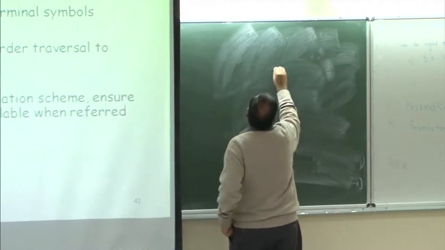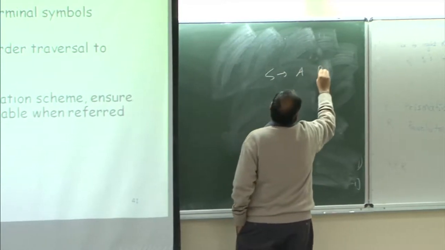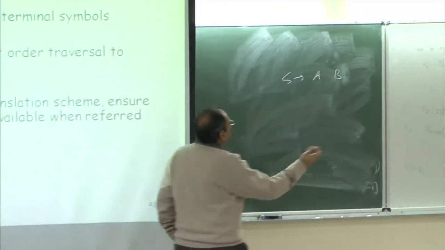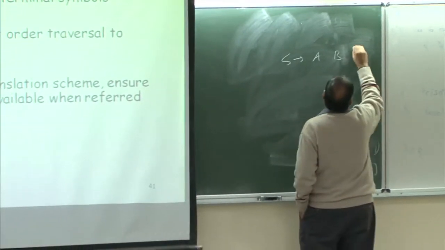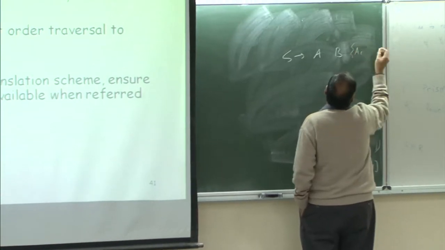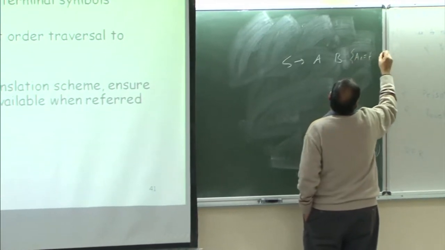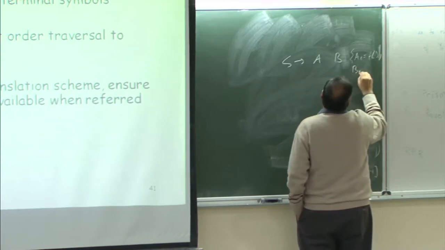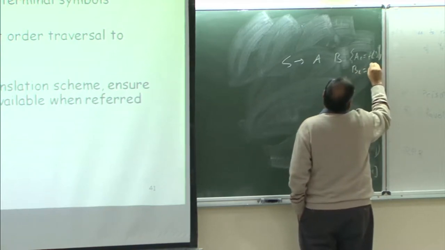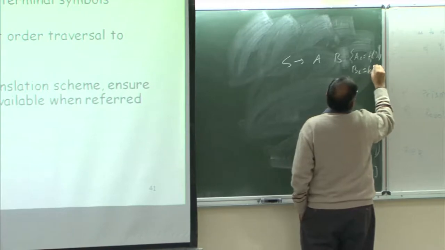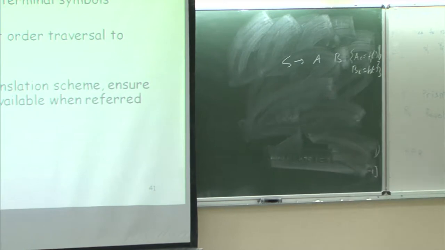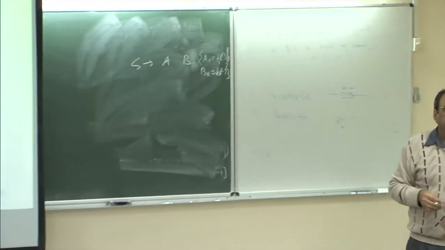So suppose I have a production of this form. And I want to compute, let's say I have two equations with this. I have some computation of A inherited, which is a function of something, and I have a computation of B inherited, which is, let's say, function F1, function F2. These are my attributes. And I want to convert this into a translation.